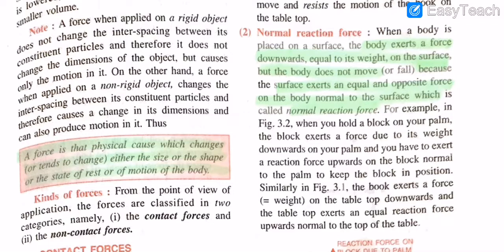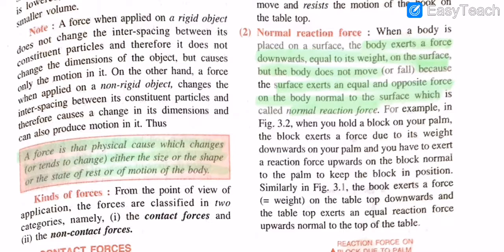But on the other hand, if I take a non-rigid object, it also changes the interspacing between its constituent particles, and we know when it changes the interspacing between its constituent particles, dimensions will also change. So this is something you need to mark in orange. Mark it like 100 times, because this is very important. So you can mark: on a rigid object, it does not change interspacing, does not change dimension, but causes motion. And on the other hand, on a non-rigid object, it changes the interspacing of particles, therefore changes dimensions, and also produces motion in it. You can mark all of this.